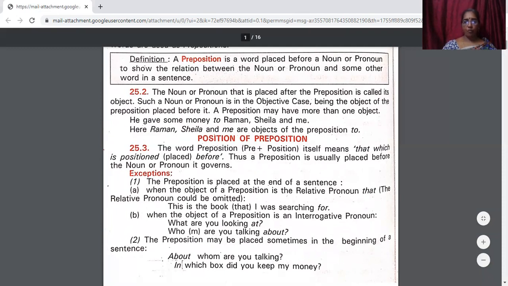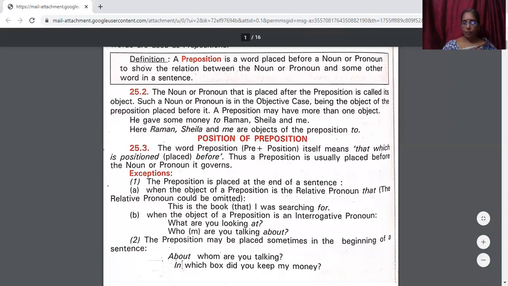A preposition may have more than one object. He gave some money to Raman, Sheila, and me. Here, Raman, Sheila, and me are objects of the preposition to. Position of preposition. The word preposition itself means that which is positioned before. It is usually placed before the noun or pronoun it governs.